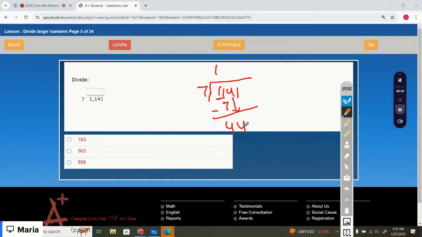Now bring the next digit down. You have to count the table of 7 until 44. That is 7 times 6 is 42. 4 take away 2 is 2, and 4 take away 4 is 0.